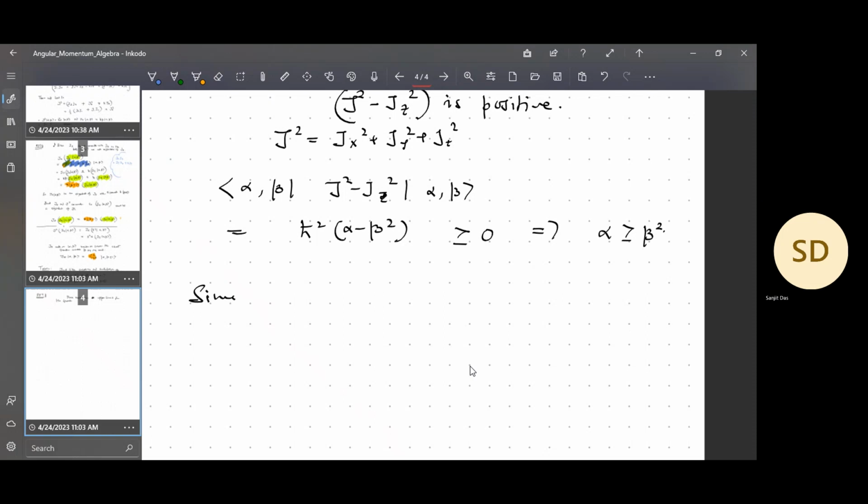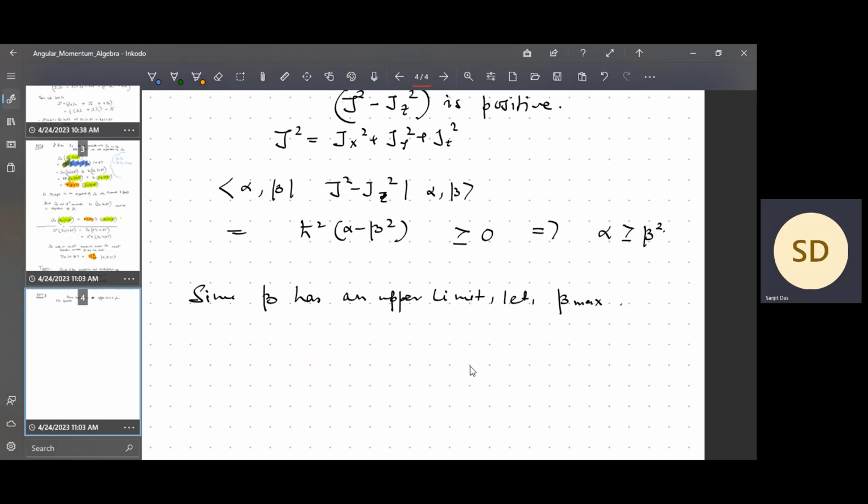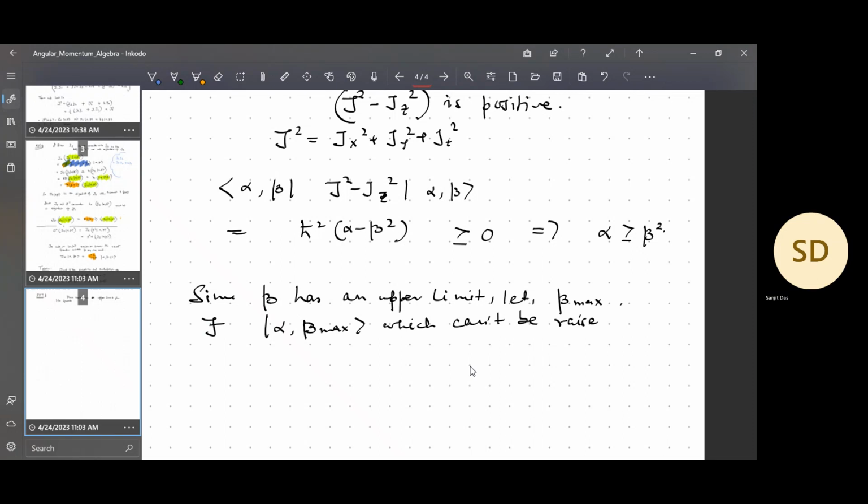Since beta has an upper limit, let's say I call it beta max, then there exists an eigenket alpha beta max which can't be raised. What is the meaning of that? If we act J plus on alpha beta max, that should give you 0.